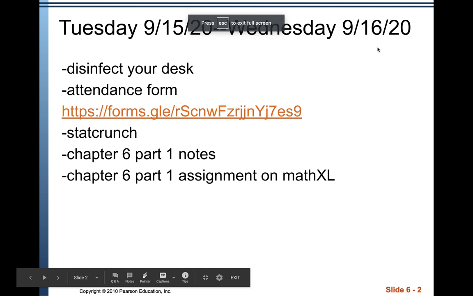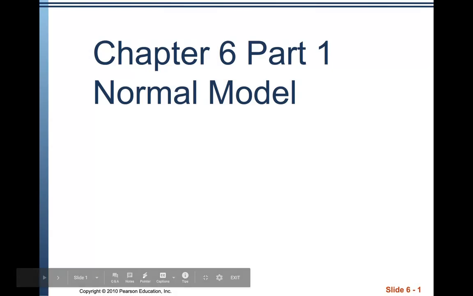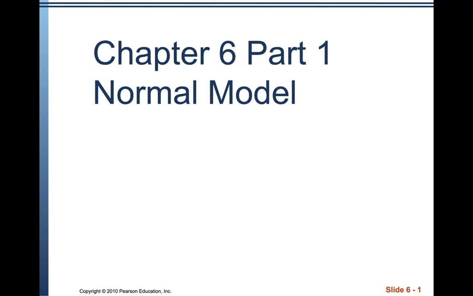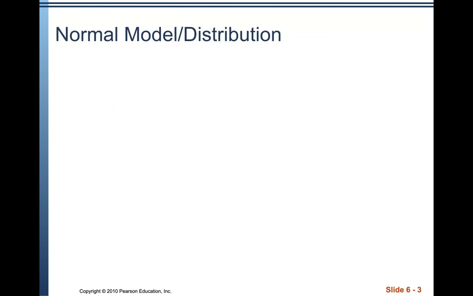All right, so today we are going to go over the first part of Chapter 6. Chapter 6 is all about what we call the normal model or the normal distribution. The normal model or normal distribution is basically your classic bell curve that you may have seen in past math classes. Remember, a bell curve is called a bell curve because of its shape. It's unimodal and it's symmetric.